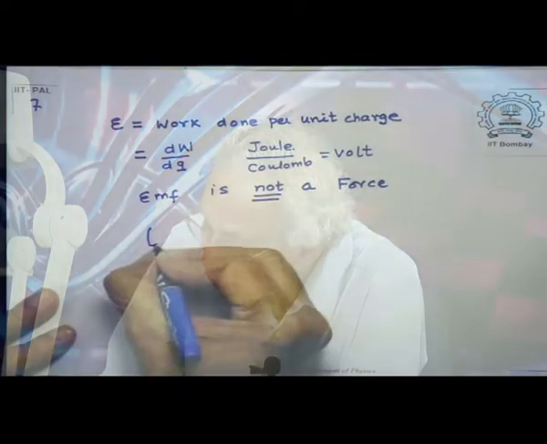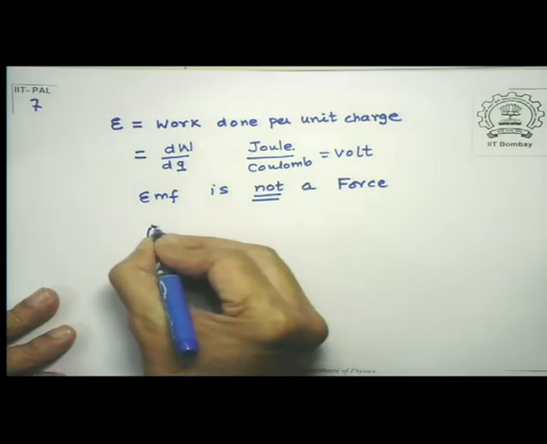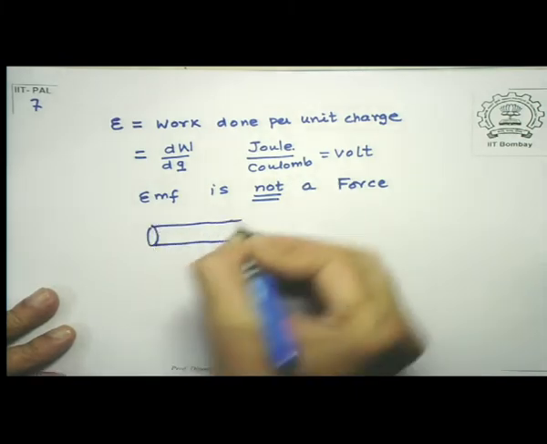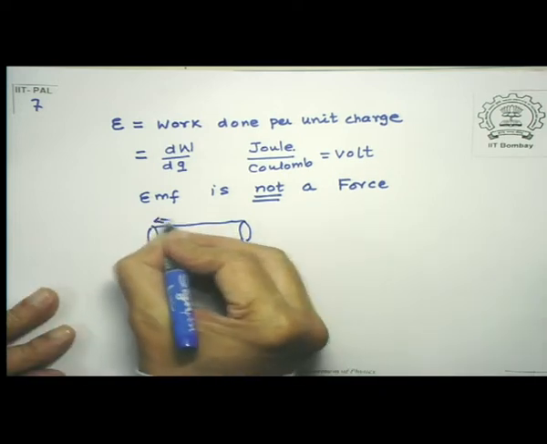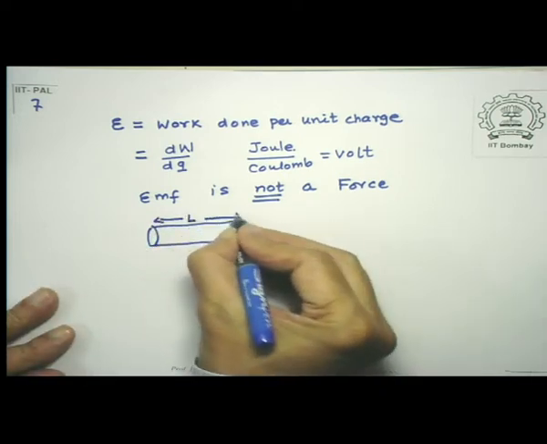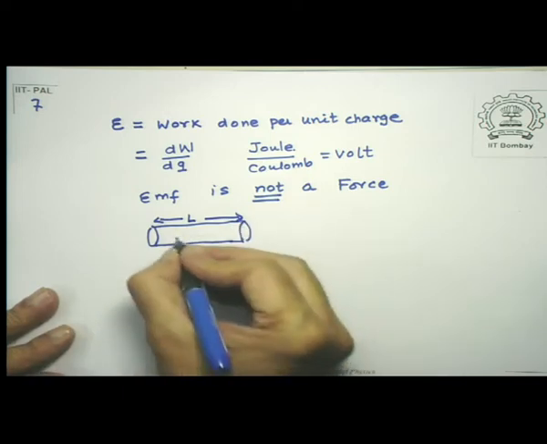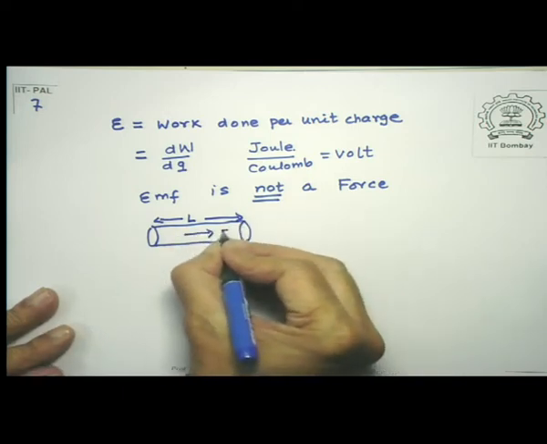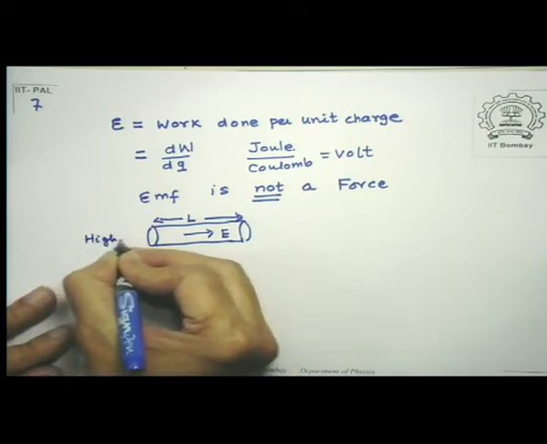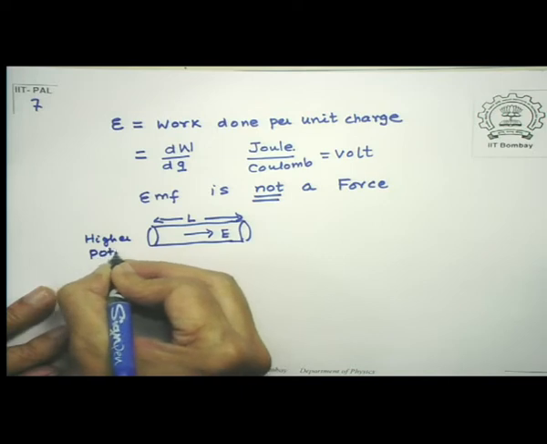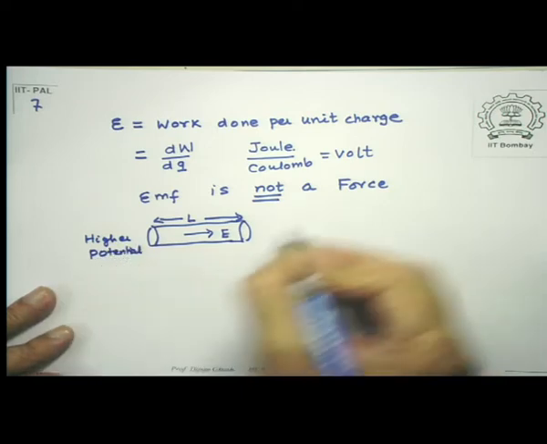So therefore, let us quickly summarize what we have learned regarding our flow of current through a resistance. So consider a typical resistor of length L. Supposing the electric field direction is this, by that I mean this is at a higher potential, and this is at a lower potential.